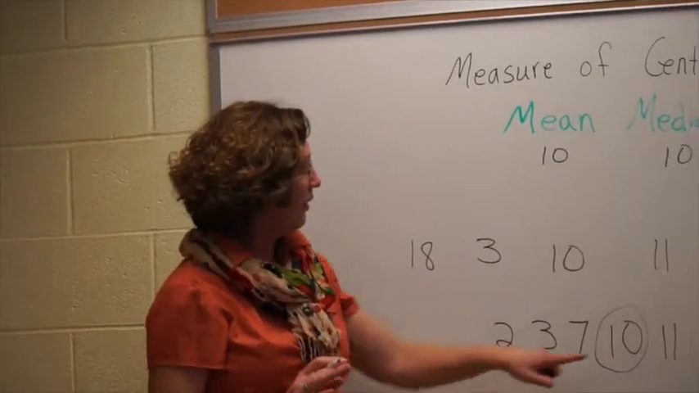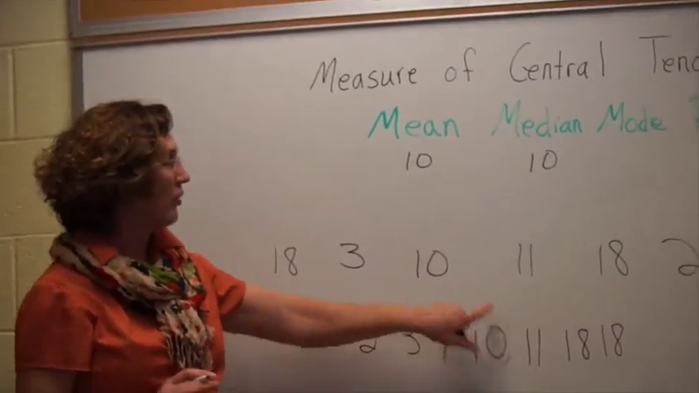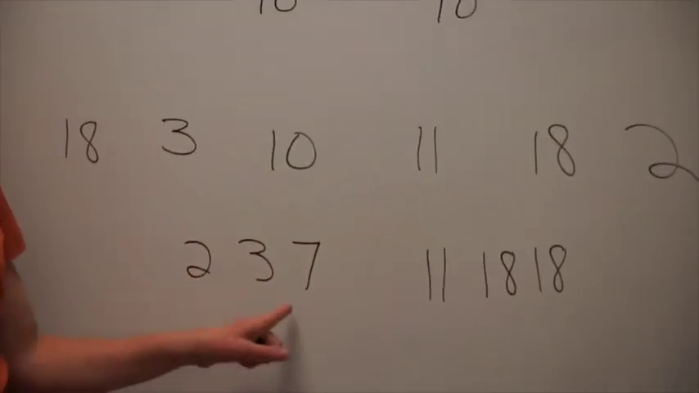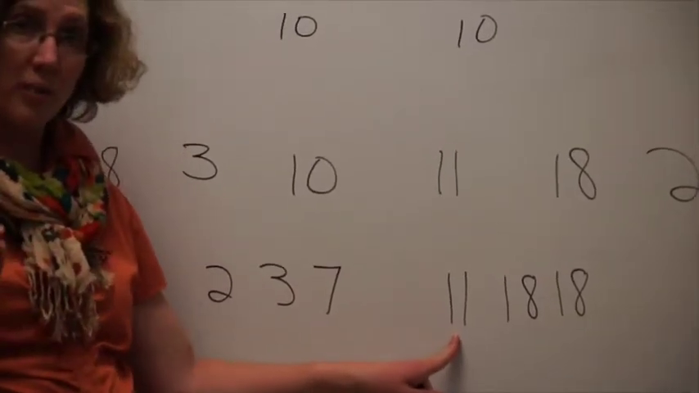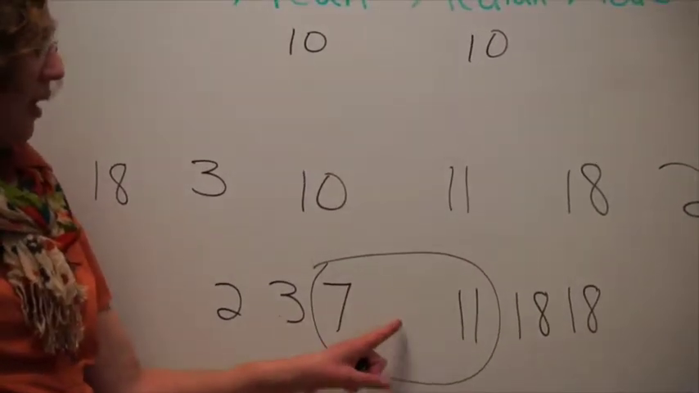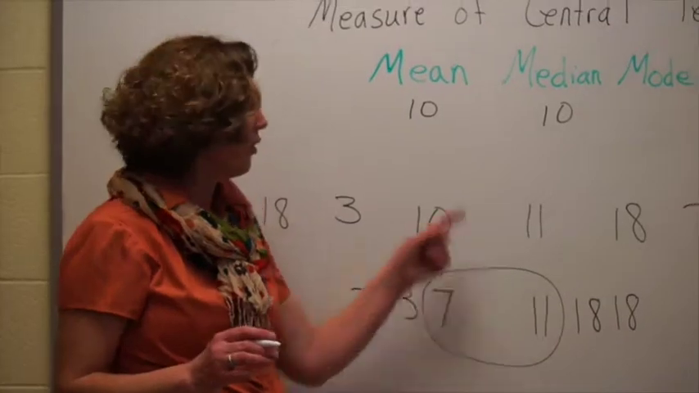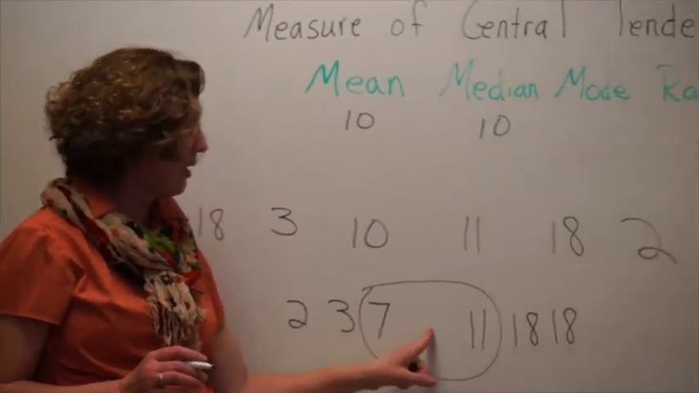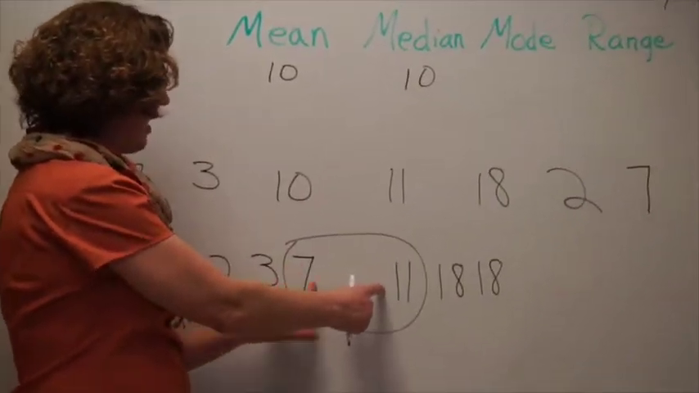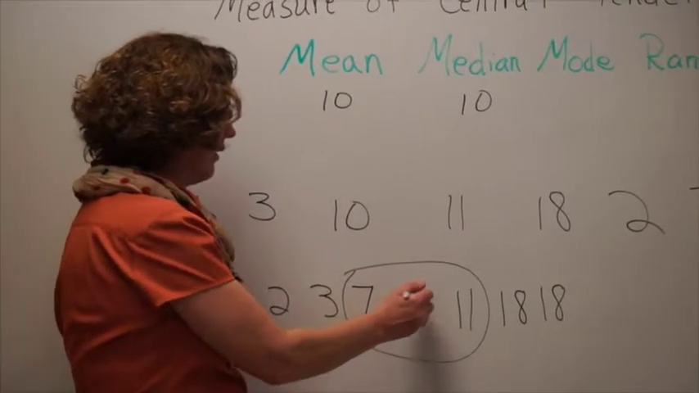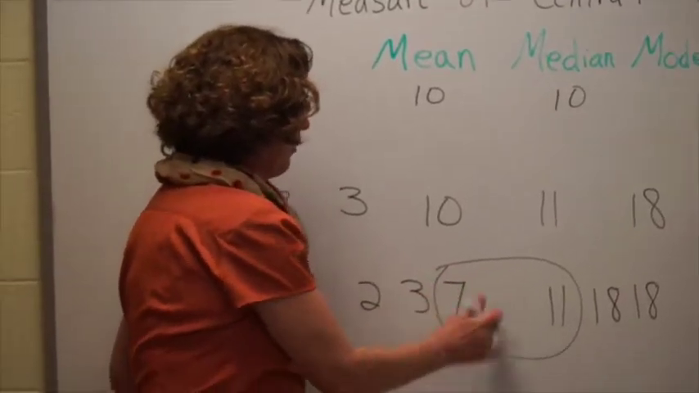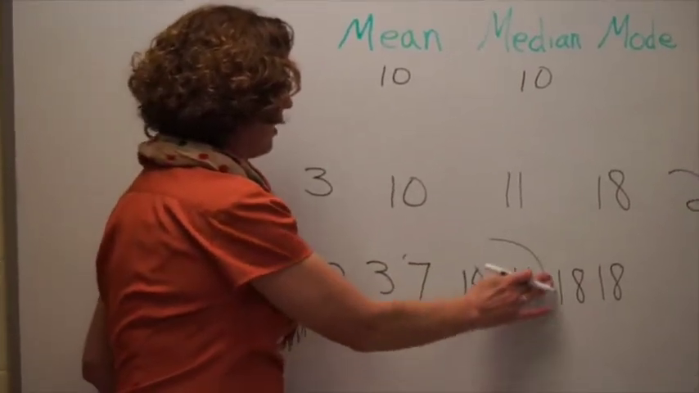What if we only had 6 numbers? Let's say we only had 6 numbers, and 7 and 11 were the 2 numbers in the middle. Then we take those 2 numbers and we add them together and divide by 2. Or think about it for a minute. If you have 7 and you have 11, 10, 8, 9. 9 would be in the middle. So you can think about it too and just come up with the answer. But we did have an odd number, so that was our median.